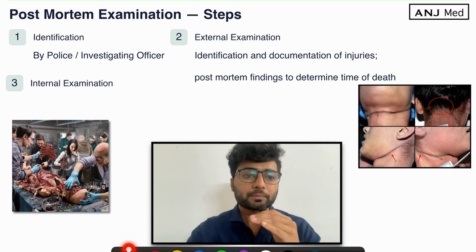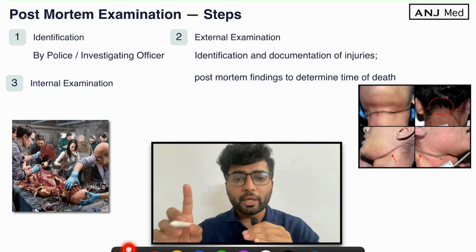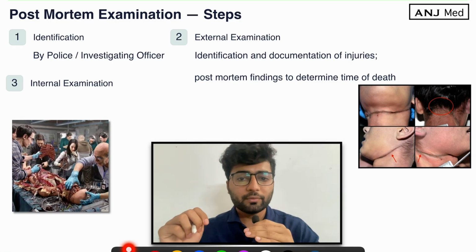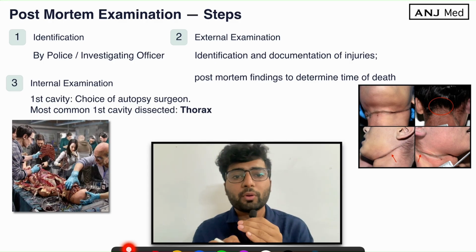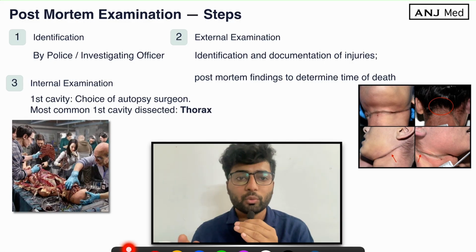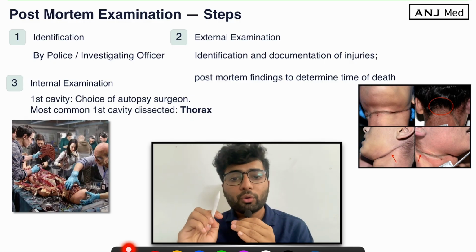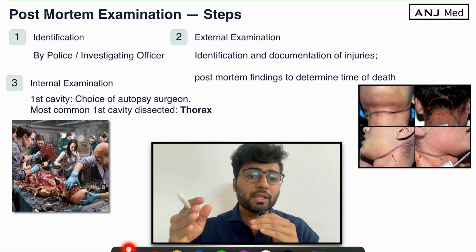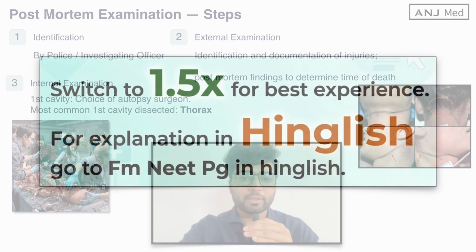Third one is internal examination. Now the external findings are seen if the death is due to hanging or any bullet injuries, but if the death is due to poisoning, then we cannot see any external findings. Now we'll have to do what? Internal examination. Which cavity to open first, abdominal or thoracic, is the choice of the autopsy surgeon. Most common is thorax, but in certain conditions there are certain rules that we have to follow. Let's see which are those rules.